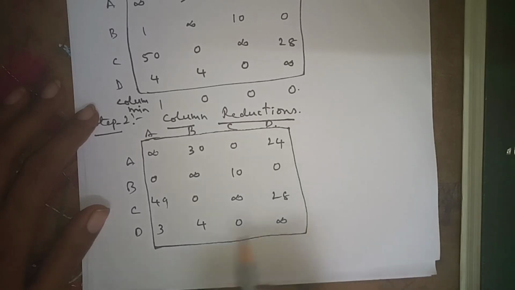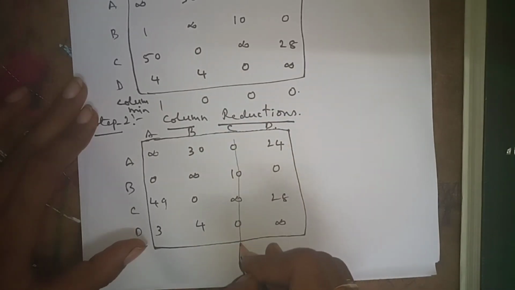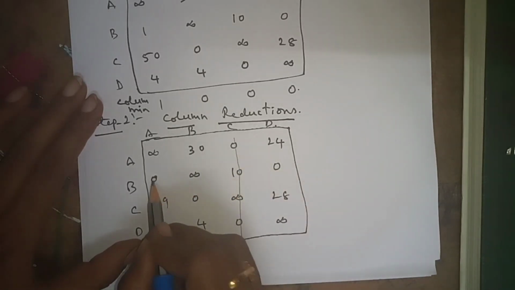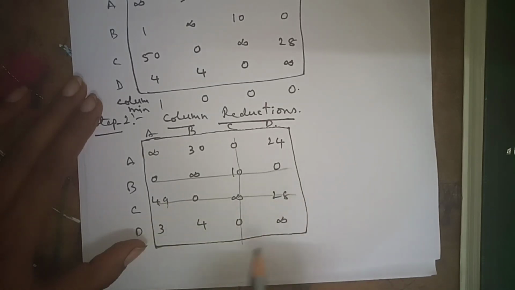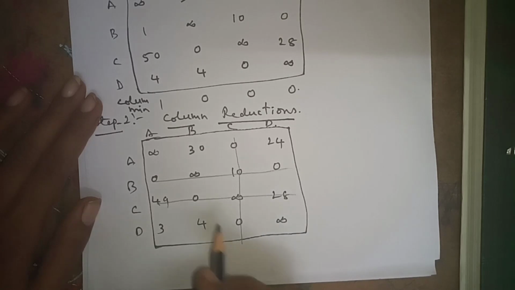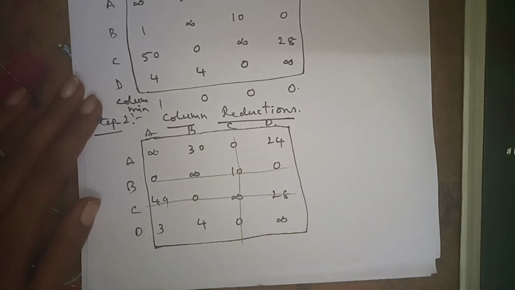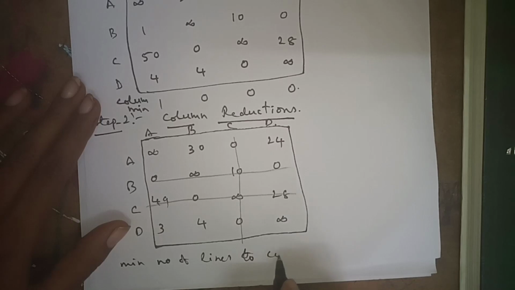Now, here, first two zeros are there. One, first line. Two zeros are there. Second, third. Now, check whether all the zeros are covered or not. Now, all zeros are covered. But how many lines have we got? 1, 2, 3.